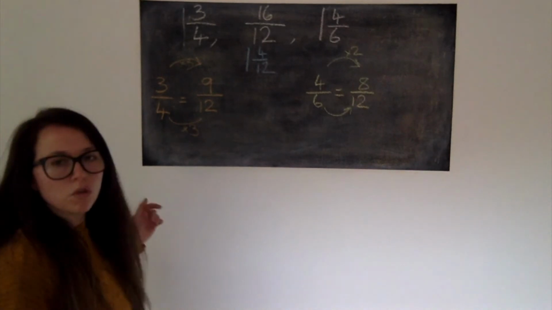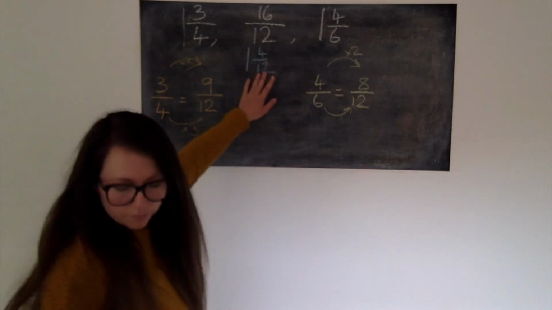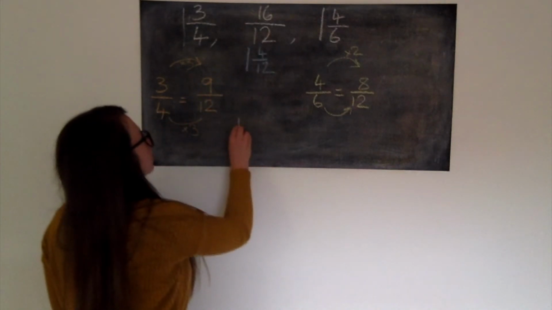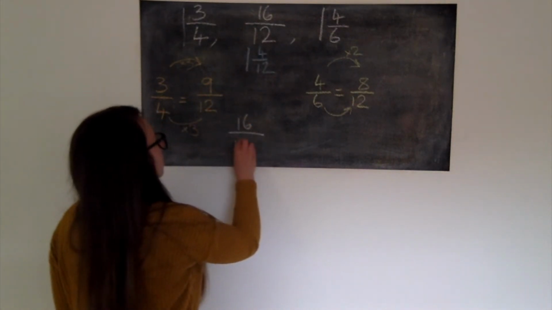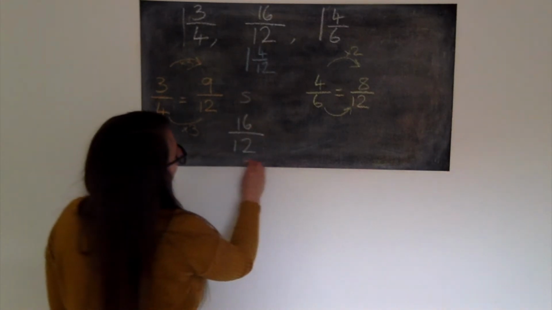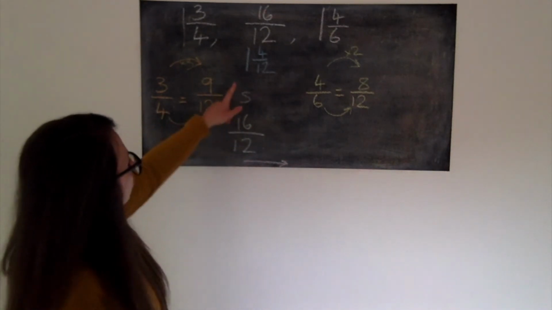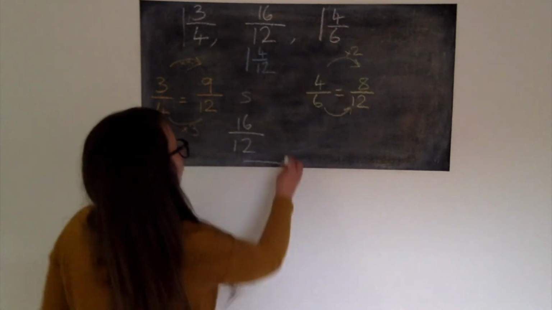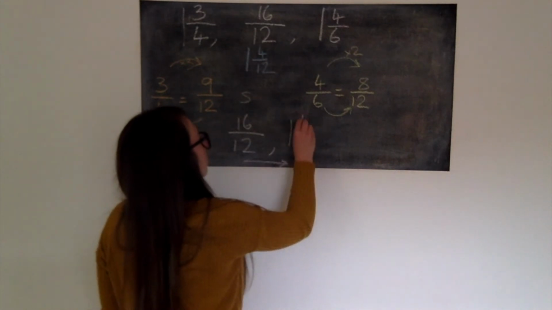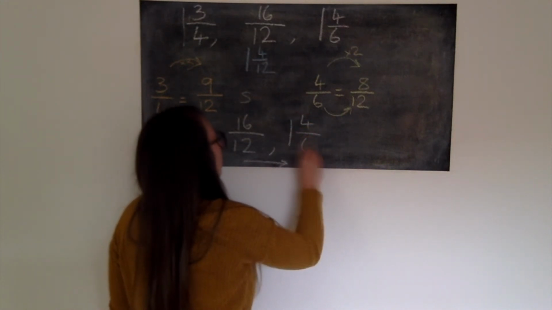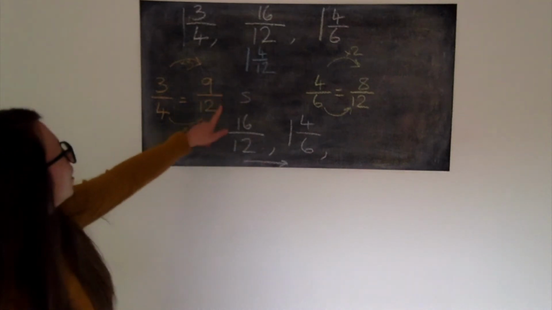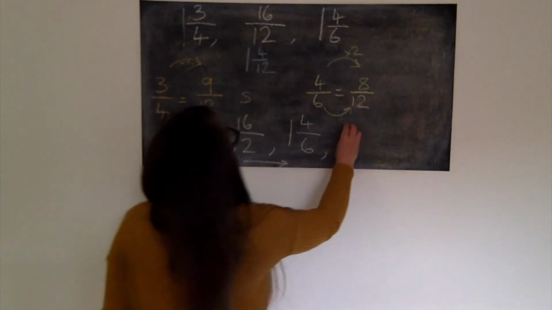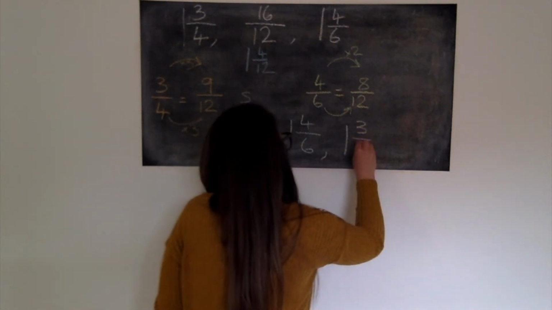So I started with the smallest. We have got 4/12. Now originally my 4/12 was 16/12, so I'm going to write that down. That's my smallest. Then we're getting bigger. The next one is 8/12. Well, 8/12 was the same as 1 whole and 4/6. And so that must mean that my largest is 9/12 or 1 whole and 9/12, which is the same as 1 whole and 3/4.